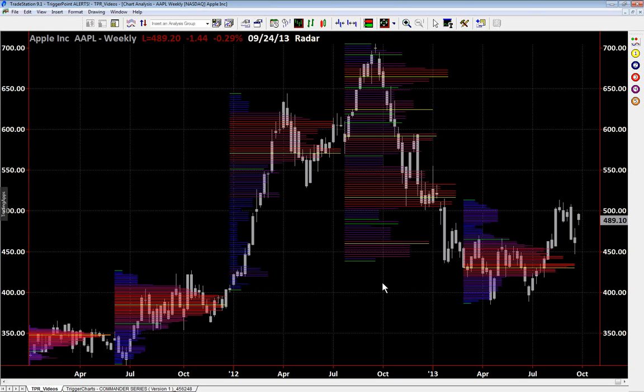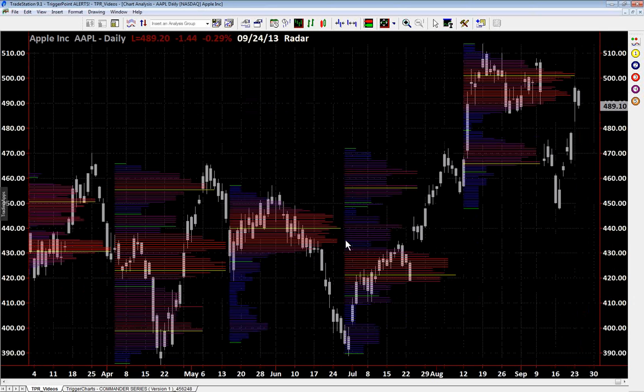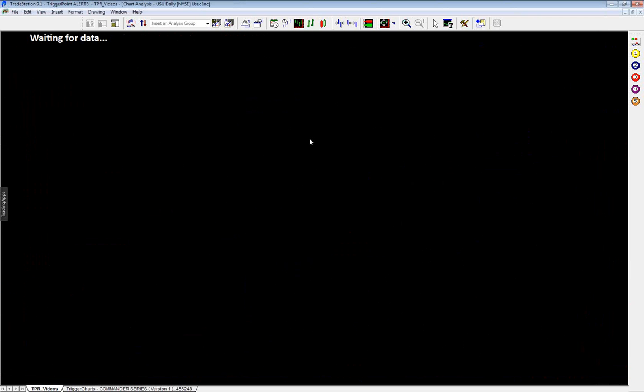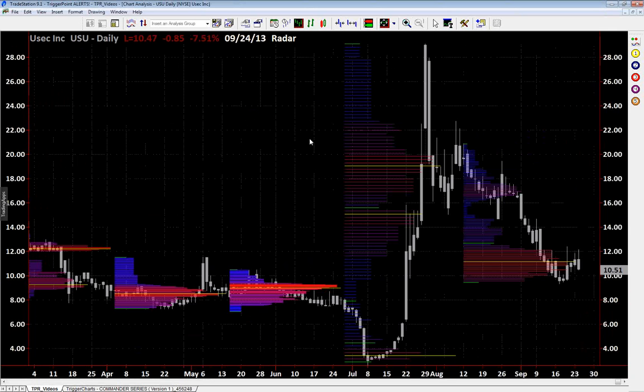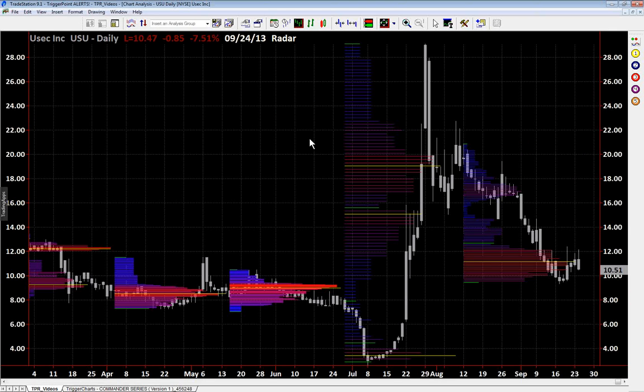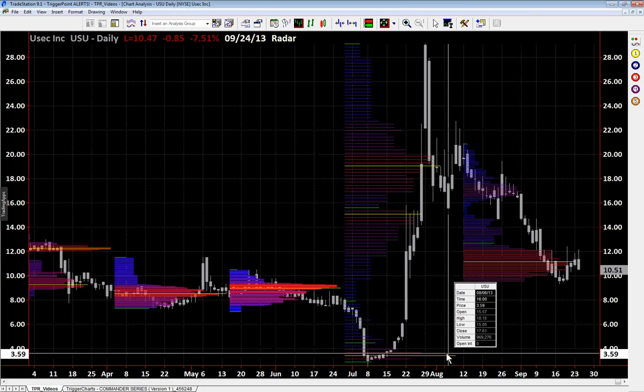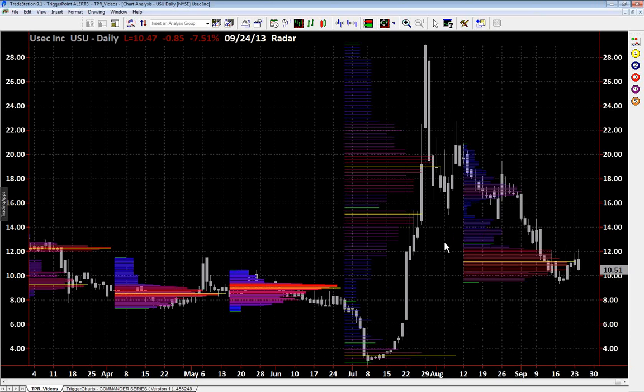Now, the radar is just one tool in the total toolkit, but it's something that I believe is very important to use because it gives you a kind of x-ray of not only the markets, but of individual positions. Now, there's another stock I want to show you. This is an extreme circumstance. This is USU. This thing moves like crazy. How'd you like to get your hands on this? $4 up to $28 in a matter of days. Pretty substantial move, and there's nothing really that would have warned you about this.